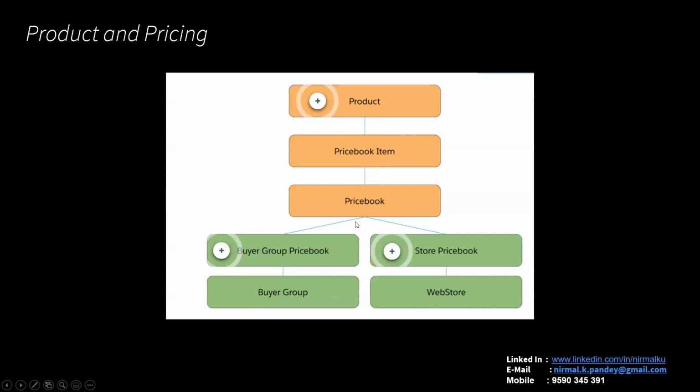Now this price book can be associated to a buyer group, like we discussed, right? Premium buyers can have a different price book than the others, and there is a default price book which is related to the store as well. This is called the store price book. Important things to remember are product, price book, and price book entry.